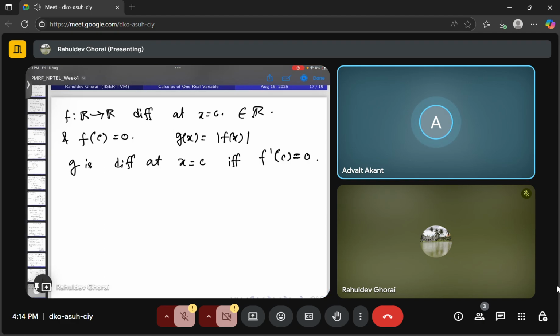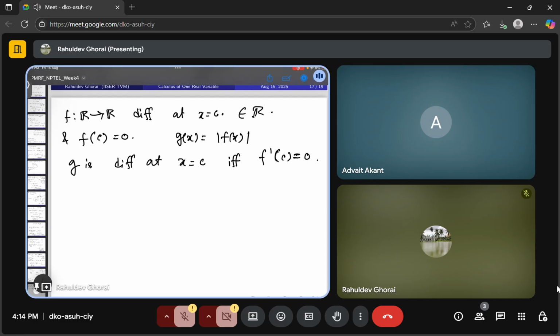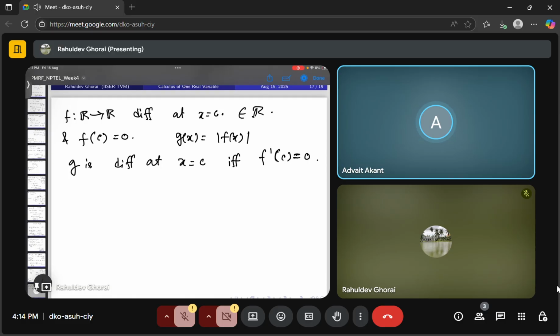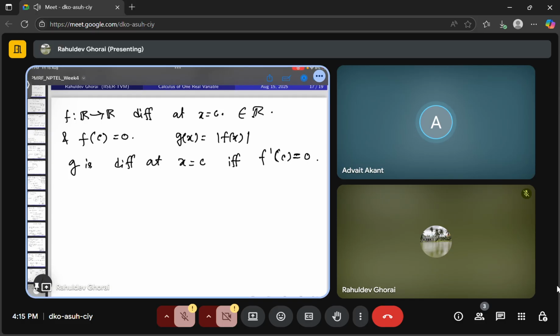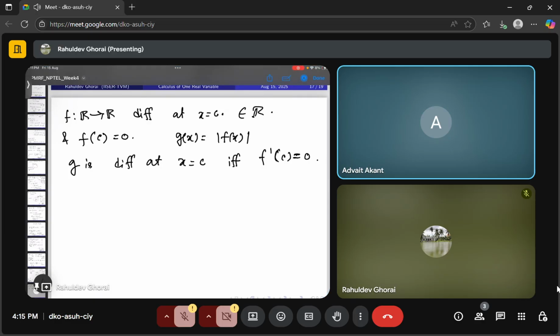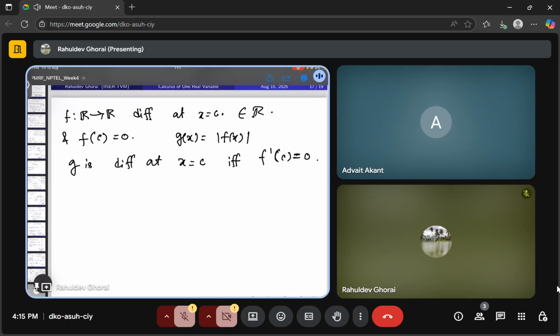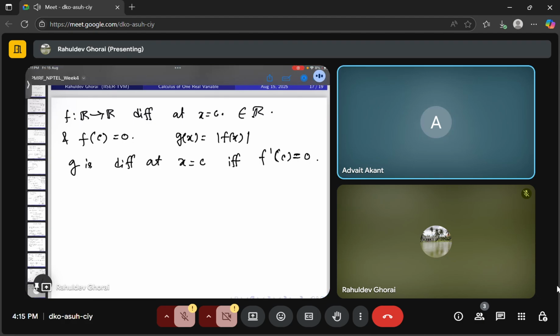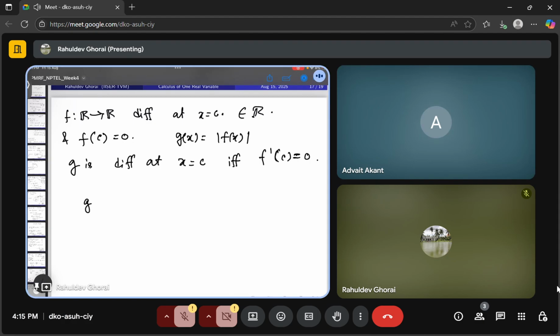I think I can do the backward implication, but the forward implication is a bit hard. Backward implication: if f dash c is equal to 0, then g is differentiable. Oh, you could prove that. Yes. How?